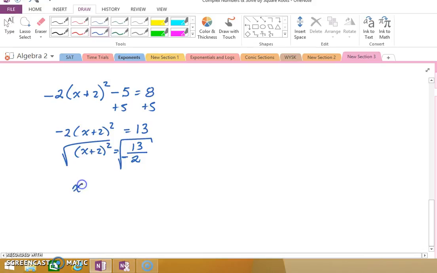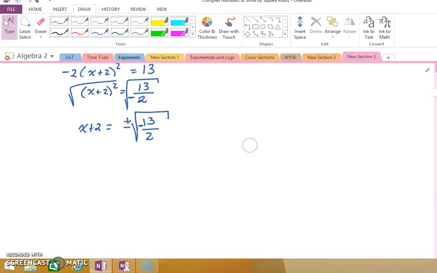So I'm left with x plus 2 equals plus or minus the square root of negative 13 over 2, and we got that negative sitting in there. Okay, so we got a couple different things that we need to handle in this situation. First off, we know that we can't have a fraction with a square root in the denominator, so we're going to need to take care of that, and then we're also going to need to take care of this 2 on the side. So let's start by taking care of the 2.